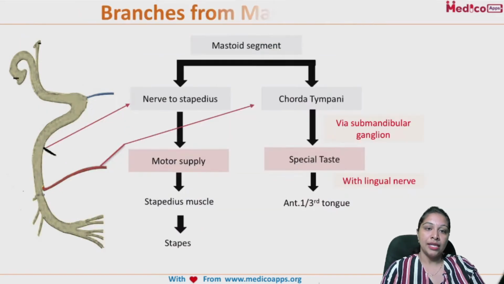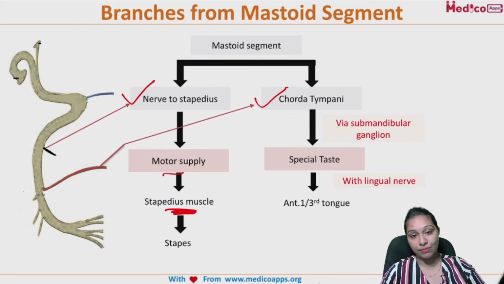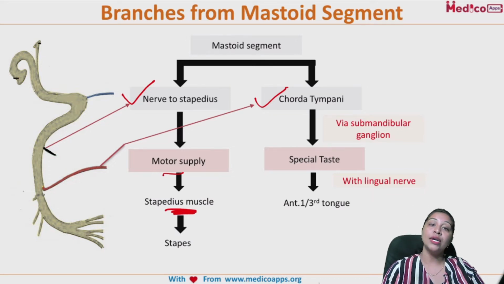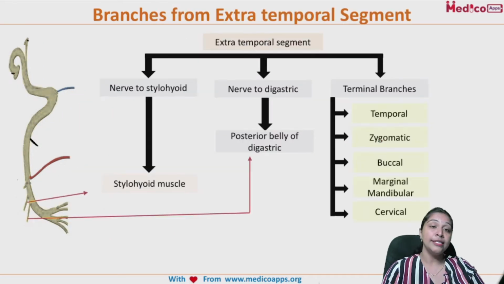Okay. The next one are the branches from the mastoid segment. We have the nerve to stapedius and the chorda tympani nerve. It is the motor supply to the stapedius muscle and the stapes. The chorda tympani nerve via the submandibular ganglion helps in sensing special taste, and along with the lingual nerve, it supplies the anterior one-third of the tongue. Now, the branches from the extratemporal segment are the nerve to stylohyoid, nerve to digastric, and the terminal branches.